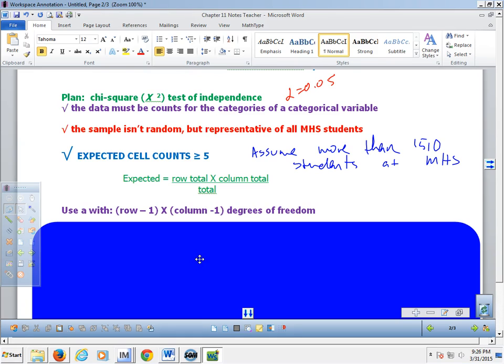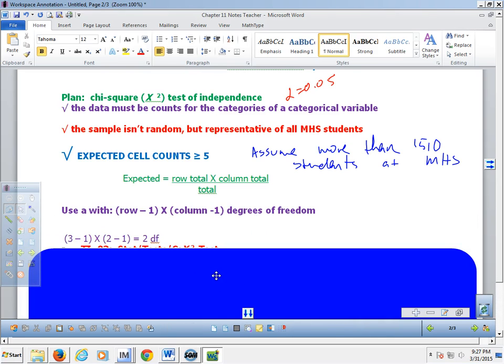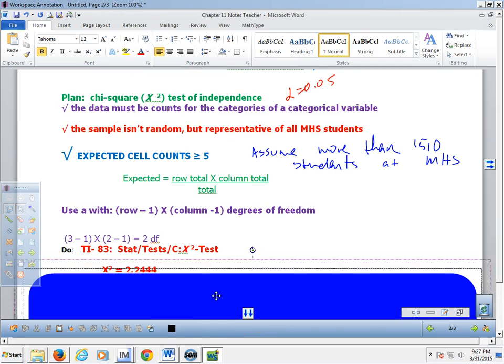Degrees of freedom: 1 less the number of rows, 1 less the number of columns. Multiply those two together. In this particular example, we've got 3 rows, 2 columns, so we're going to do 2 times 1, which makes our degrees of freedom 2. And then our chi-squared test is done the exact same way.